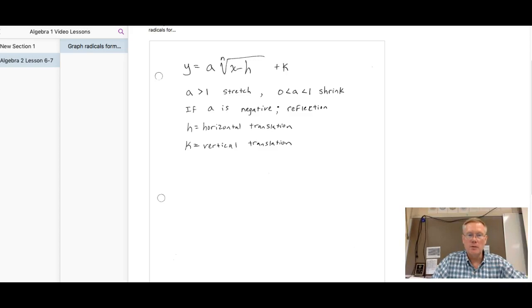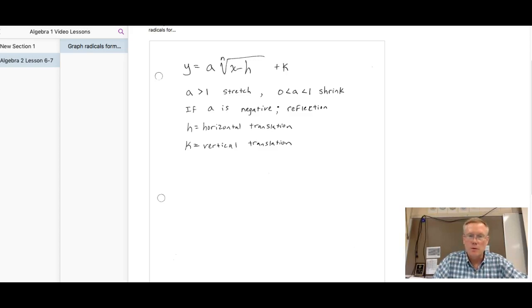And h will be the horizontal translation, and k will be the vertical translation. You're welcome to write this down. You should know it, be familiar with it. I'm not planning on giving it to you in front of you on the test that we have later on, but you could be familiar with it. It's really the same type of thing that we've been doing with all these other translations. So let me show you what I'm talking about with that.